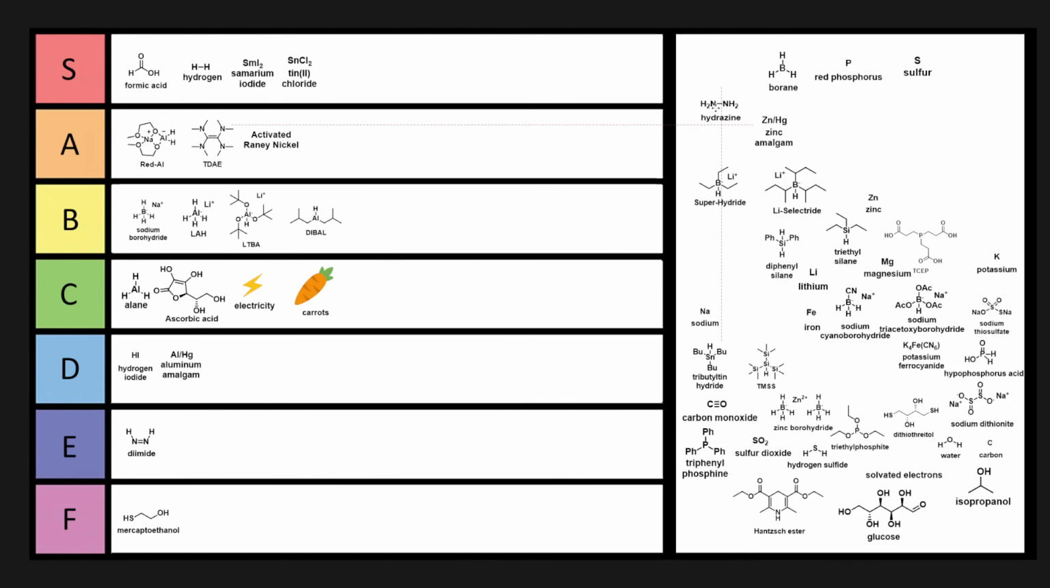Similar is hydrazine. So you can do a Wolff-Kishner reduction with hydrazine. You can use it as a reducing agent for other purposes, but the disadvantage is it's highly toxic, and when you're working with hydrazine, especially in its free base form, it's pretty terrifying. So I'm going to also put hydrazine in E tier.